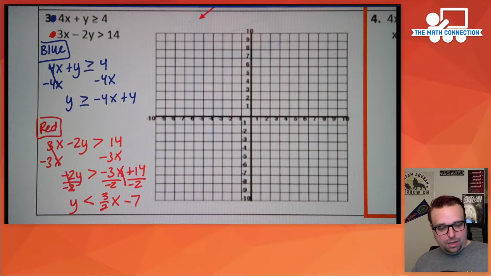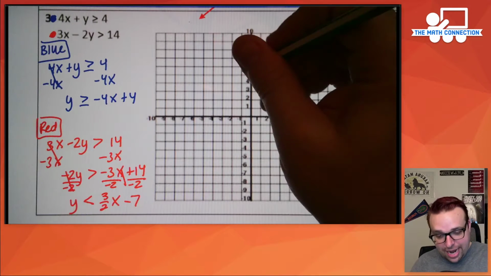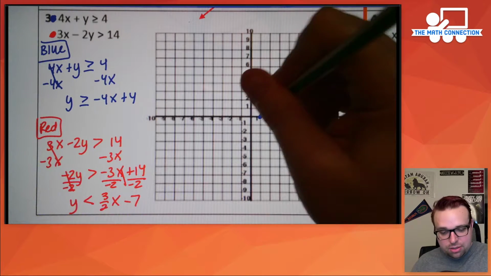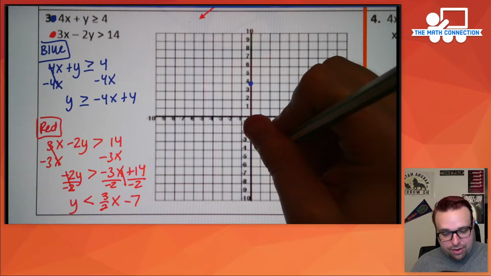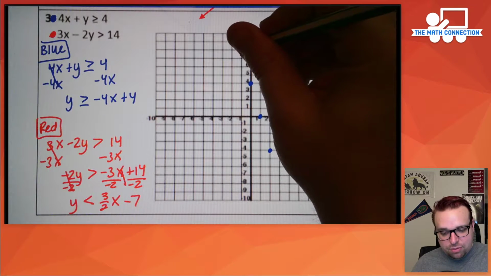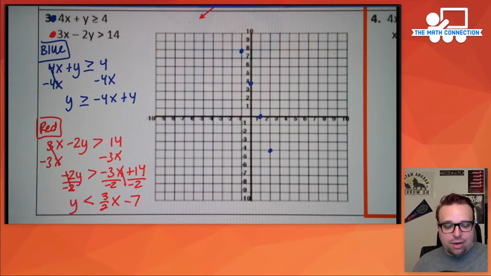Okay, let's graph these lines. So the blue line starts at 4. We go down 4 and to the right 1. Down 4, to the right 1. Let's go the other way too. Up 4, to the left 1. Okay, I have enough points. I really just need 2, but I have enough points to do a line.